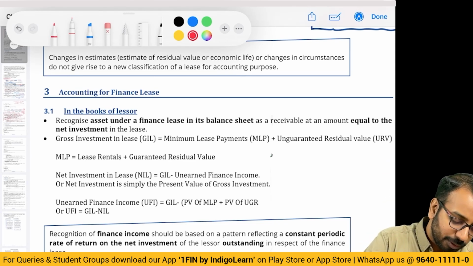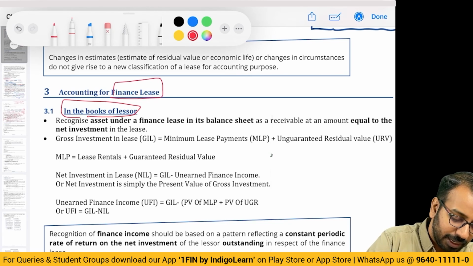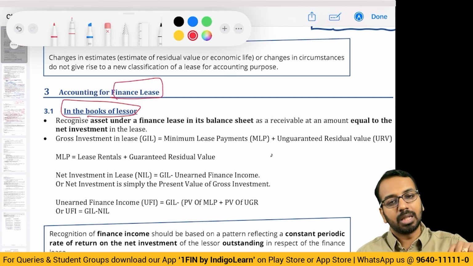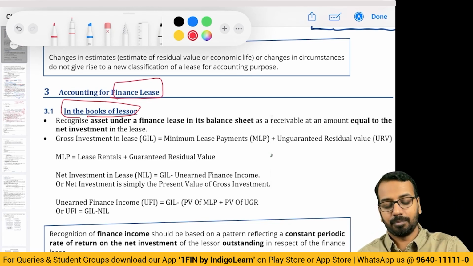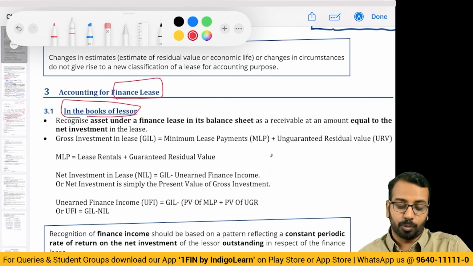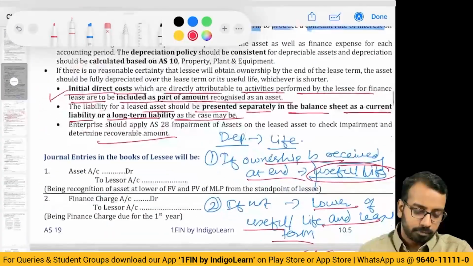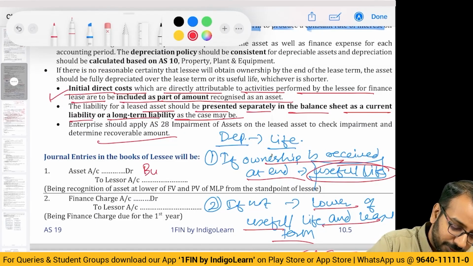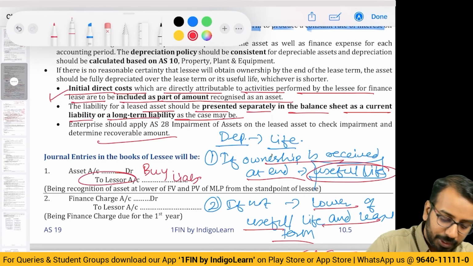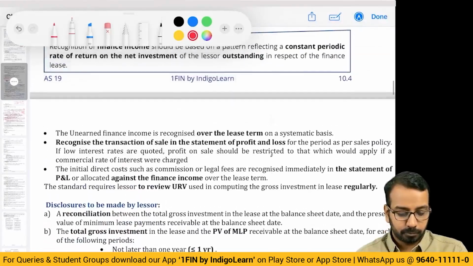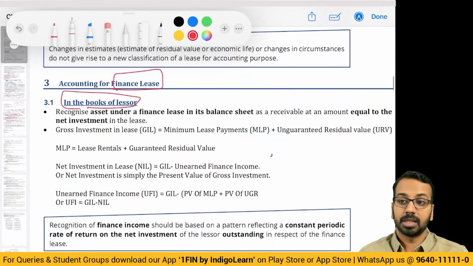Now, as far as in the books of lessor is concerned, when it is a finance lease, I already told you that the lessor becomes the seller and the lender, and the lessee becomes the buyer and the borrower. That is why here you can see this is a buying entry, and this becomes a liability. Same thing for the lessor.